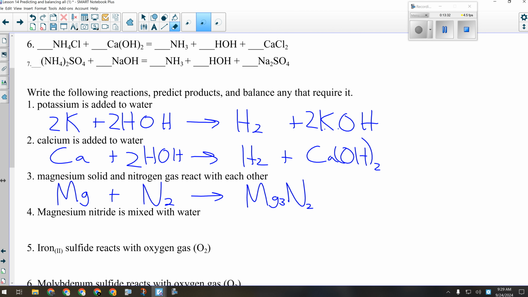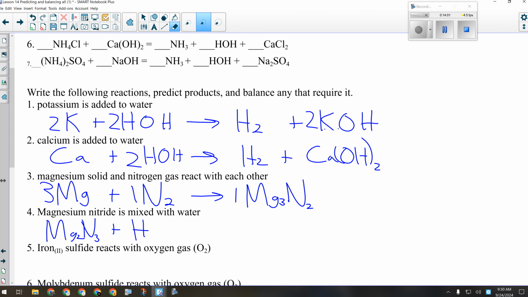Now I've dropped and swapped my ionic compound. So for balancing, I'm just going to need a 3, 1, 1 for that. Questions there? All right, and for number 4, magnesium nitride. Hey, look at that. We just figured that one out, so we don't even have to think. Mg3N2 is mixed with water.